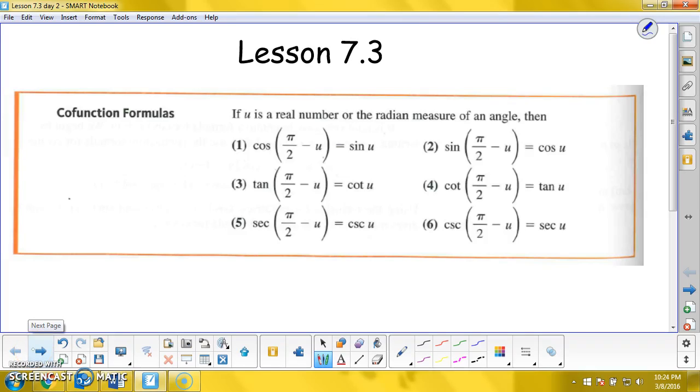The first thing I need you guys to do is to write down the cofunction formulas on your note card from lesson 7.3, as I never had you write these down.